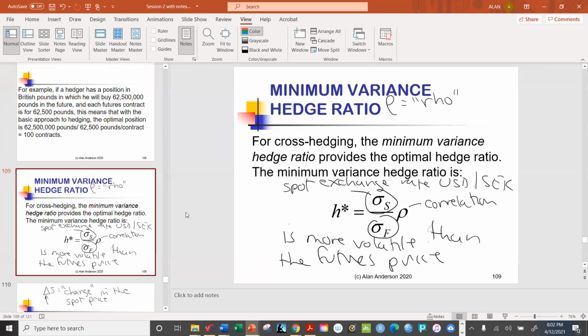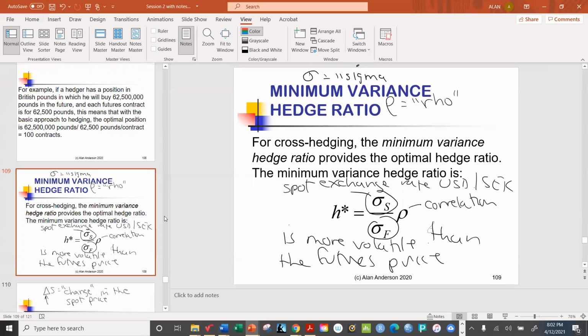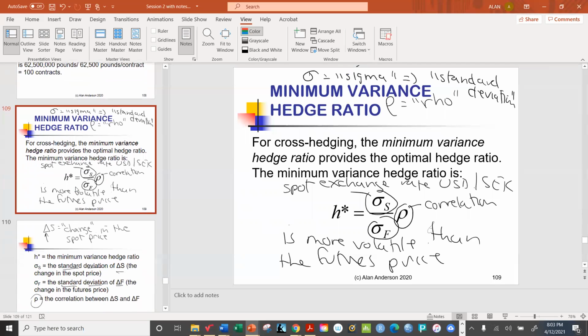we have sigma. Now, what this sigma represents is the standard deviation of an asset, and that's a measure of its risk or volatility. So the higher is sigma for that asset, the greater is its risk. So here I've got the ratio of the standard deviations of the spot position and the futures position. And this correlation represents the correlation between the spot and the futures positions. All right. So more precisely, H star, of course, is the minimum variance hedge ratio.